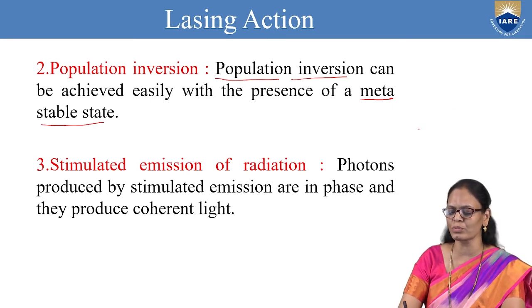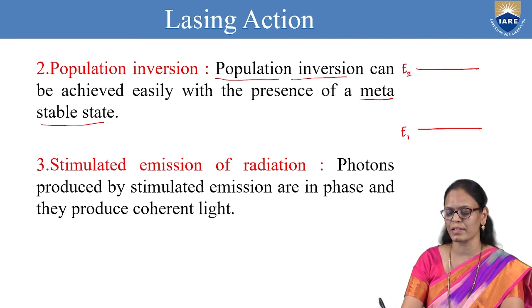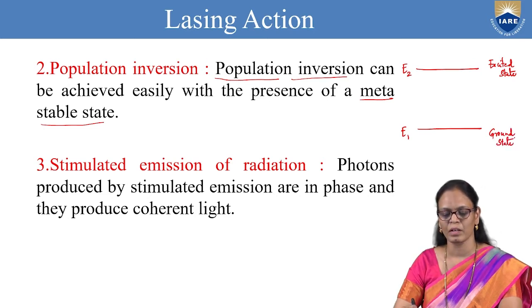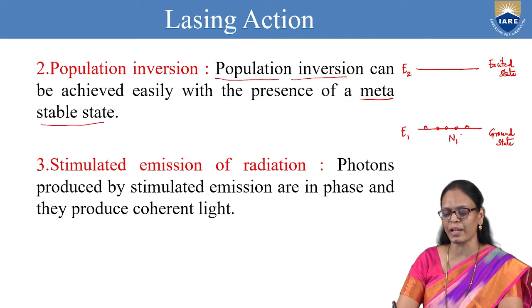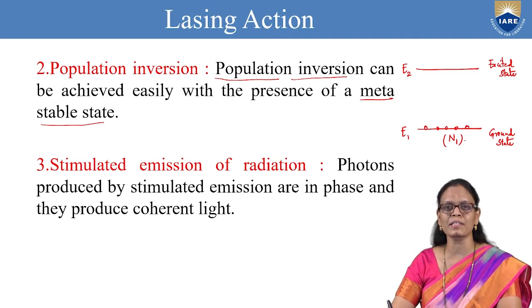First, I will show 2 levels. E1, the ground state, energy of the ground state. E2 is the excited state. So this is excited state. And this is ground state. Generally, the atoms are always in the ground state. And the number of atoms in the ground state are represented by N1. N1 represents the number of atoms in the ground state, which we also call population.